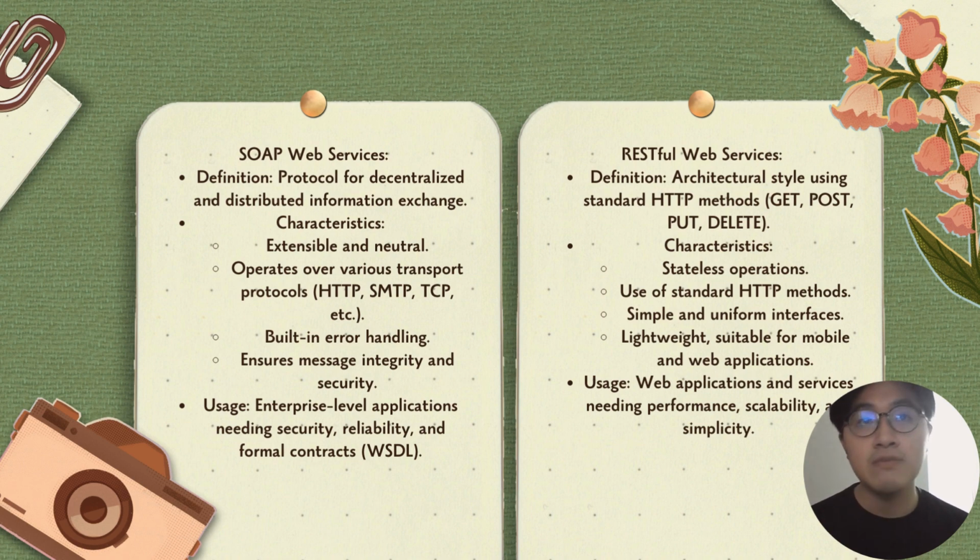There are two types of web service, which is SOAP web service and RESTful web service. For the SOAP web service, SOAP is a protocol for exchanging information in a decentralized and distributed environment. It uses XML to encode its HTTP-based messages.